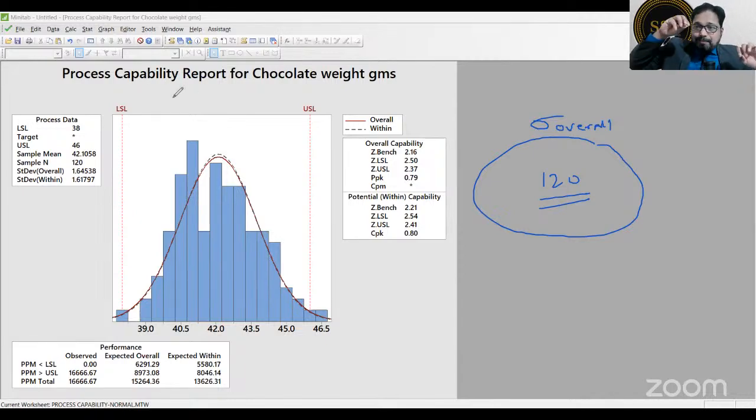Now there is no sample 1, sample 2, sample 3, sample 4, all 120 chocolates together. And I have taken the standard deviation of that. That is called standard deviation overall. Are you clear? Just give me yes in the chat box.